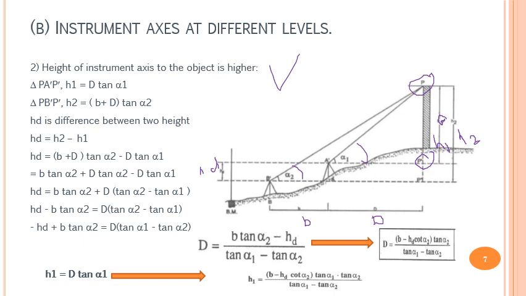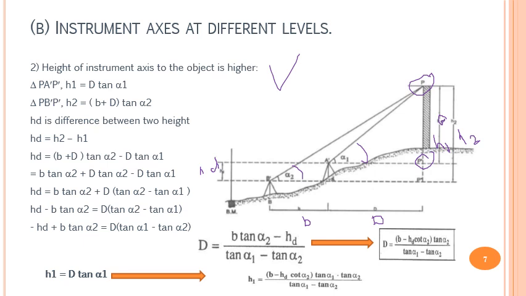This is the HD relation, and then we substitute the values of H1 and H2, as we calculate from the triangles. Then using the trigonometrical relations, HD is equal to B plus D in bracket tan alpha 2 minus tan alpha 1. Then we separate out: HD minus B is equal to D into tan alpha 2 minus tan alpha 1. Minus HD plus B is equal to D in bracket into tan alpha 1 minus tan alpha 2. We get the relation here.